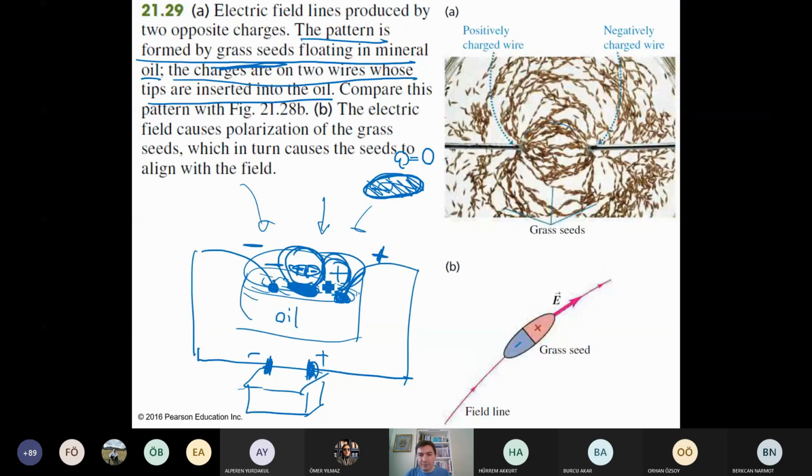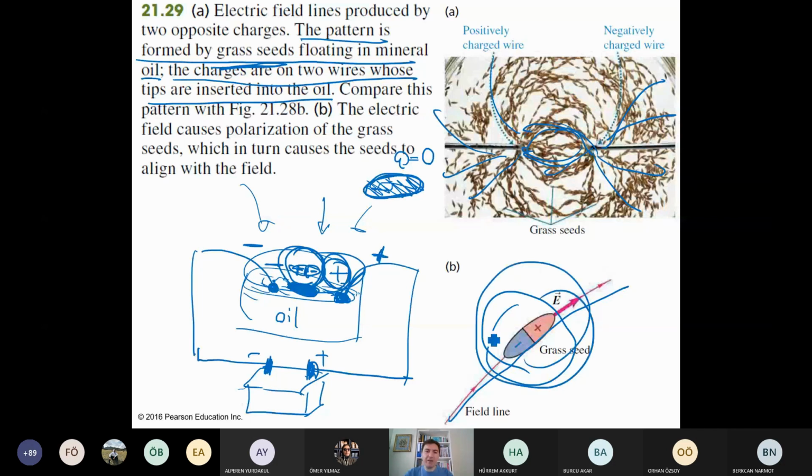Then it will be like this. It will be aligned along the electric field line. Here I have electric field lines. So each grass seed will be aligned along the electric field lines, due to the polarization, which I have explained during the last lecture. Do you have any question here?